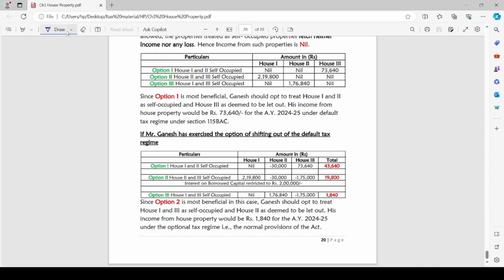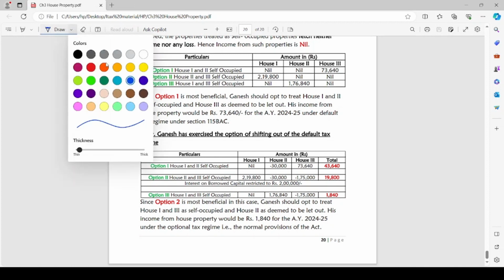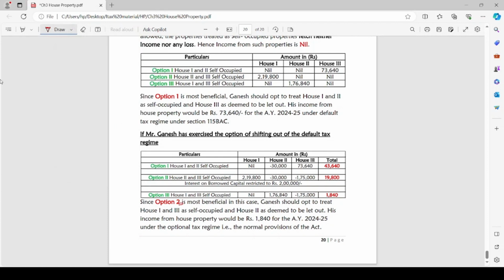There is a mistake in the material. Sorry for the mistake.